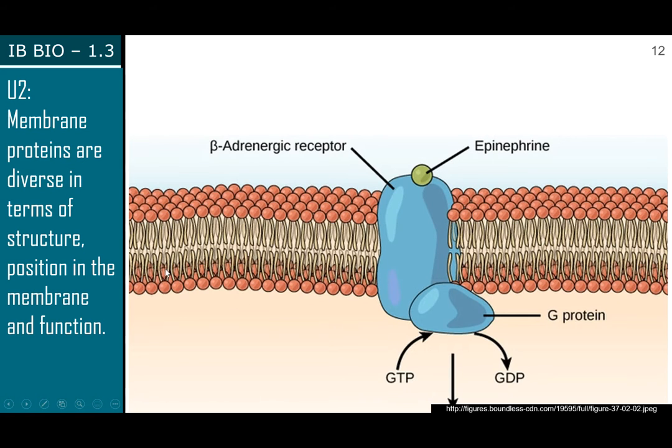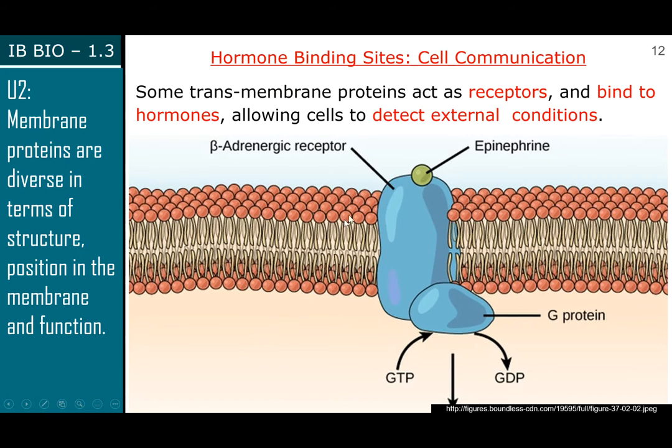So let's talk about specific types of membrane proteins. We have hormone binding sites. These are transmembrane proteins, meaning they stick out on both sides, and they act as receptors. So they are receiving signals that are sent either by the brain or by other parts of the body or even cells nearby. And the receptors themselves are actually molecules. In this case, the signals are the hormones, and the membrane protein is the receiver.